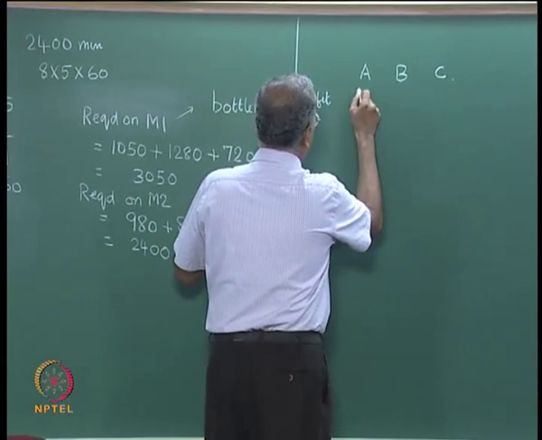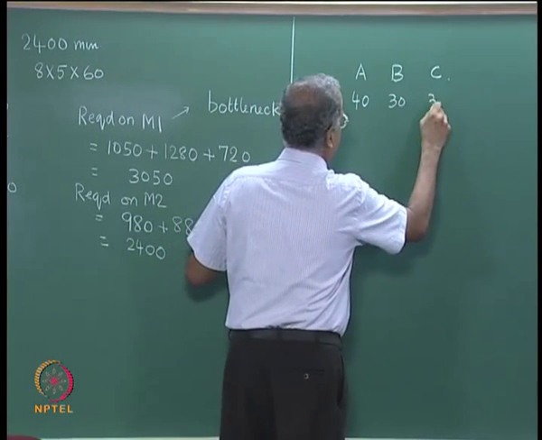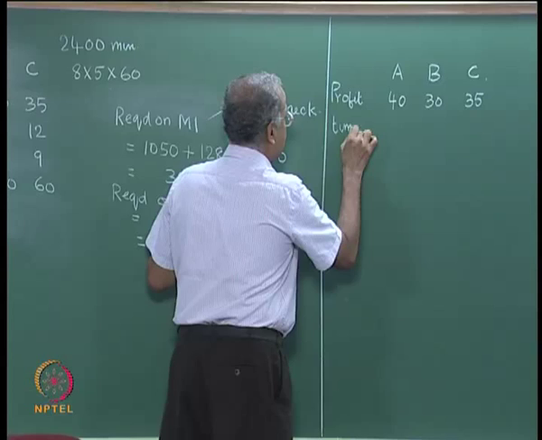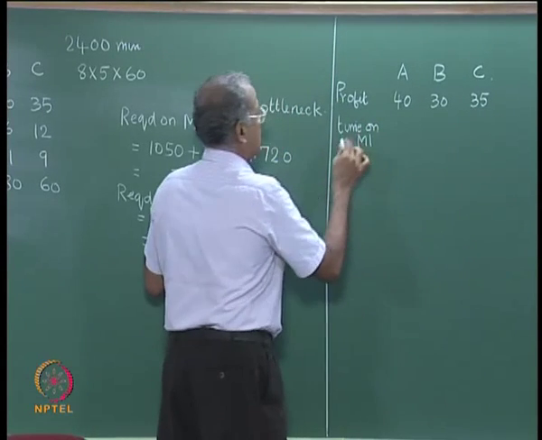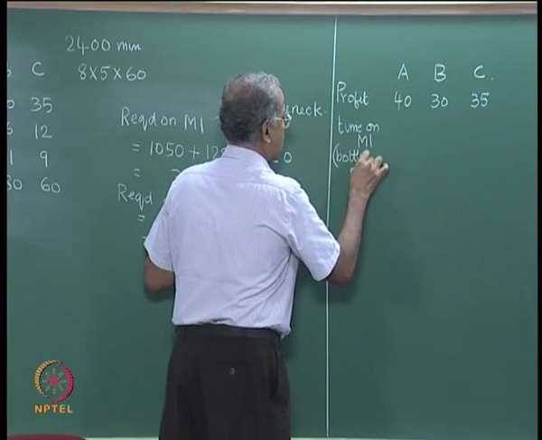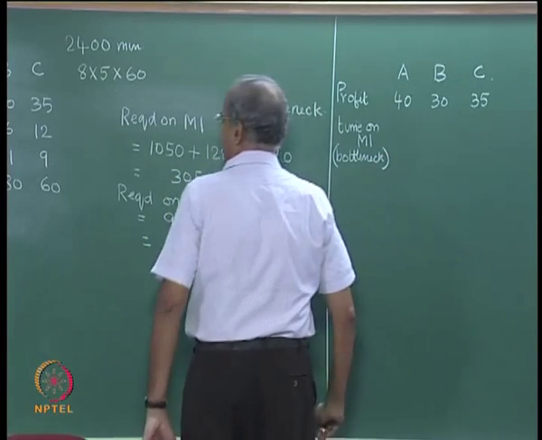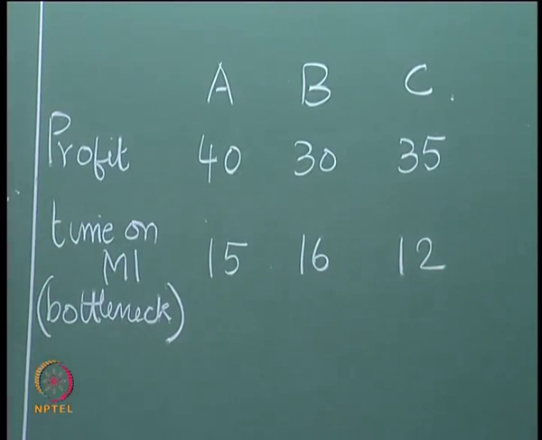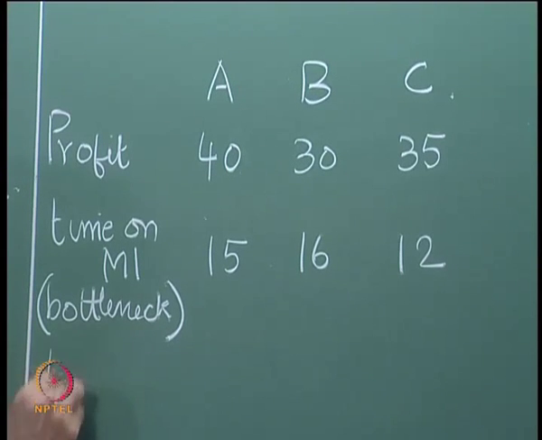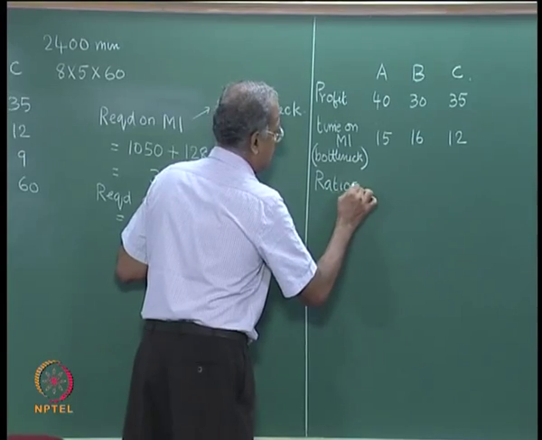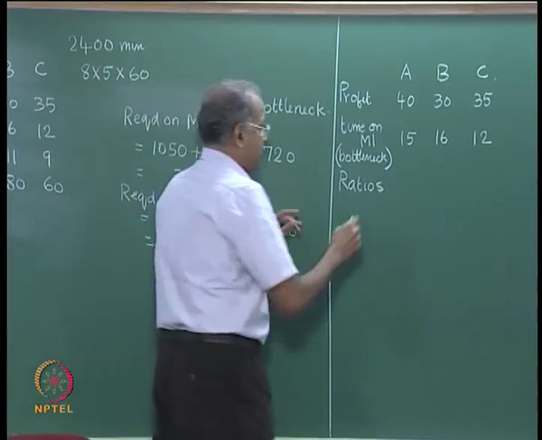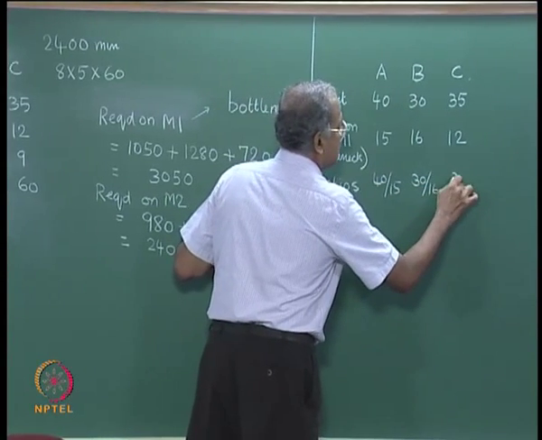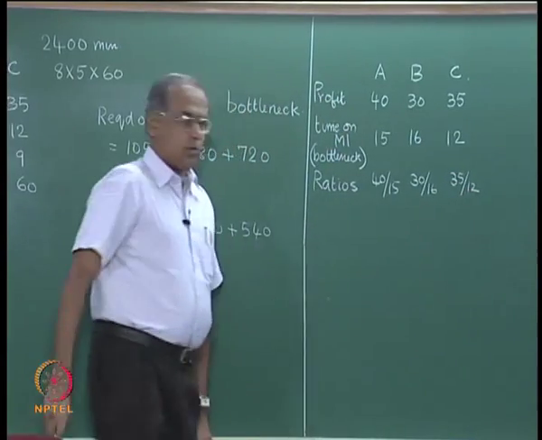The profits are 40, 30 and 35. The time on bottleneck is equal to 15, 16 and 12. Now, the ratios: 40 by 15, 30 by 16 and 35 by 12.